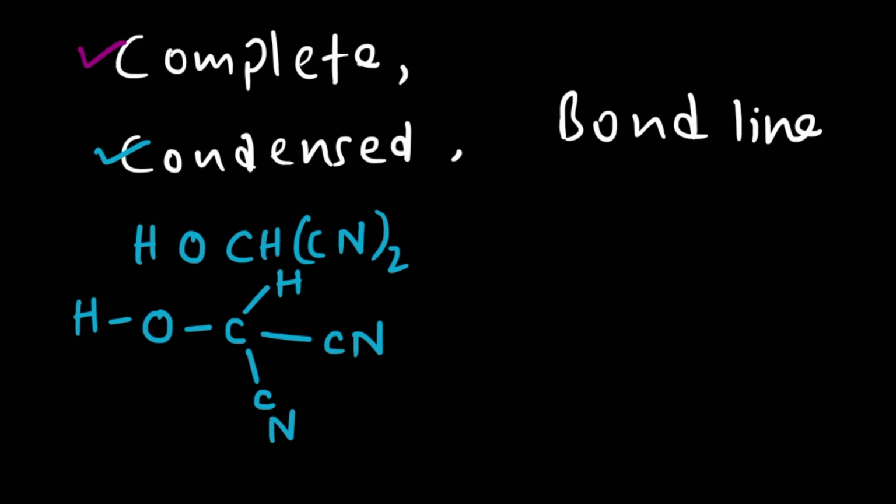Now we are going to draw the condensed structure. How will it look? It will be very simple. We don't need to write the bonds except the carbon-carbon bond. So it will look like OH, CH, cyanide twice. So it will be the condensed structure. And here you can see there is no carbon-hydrogen bonding, and there is no carbon-carbon bonding here.